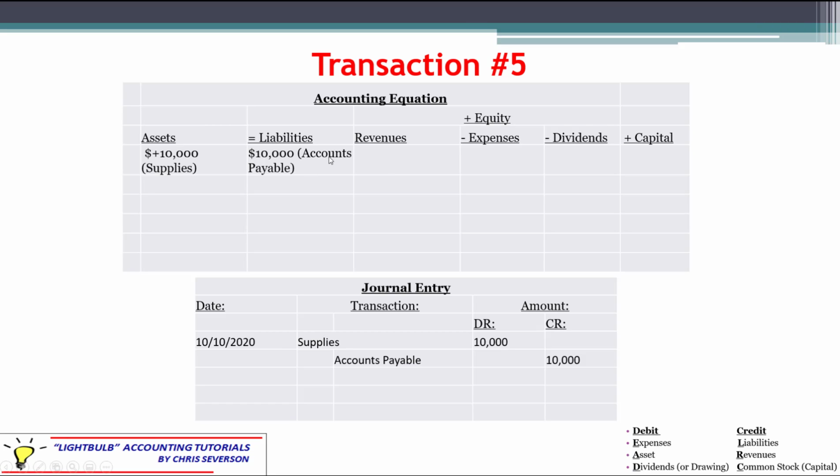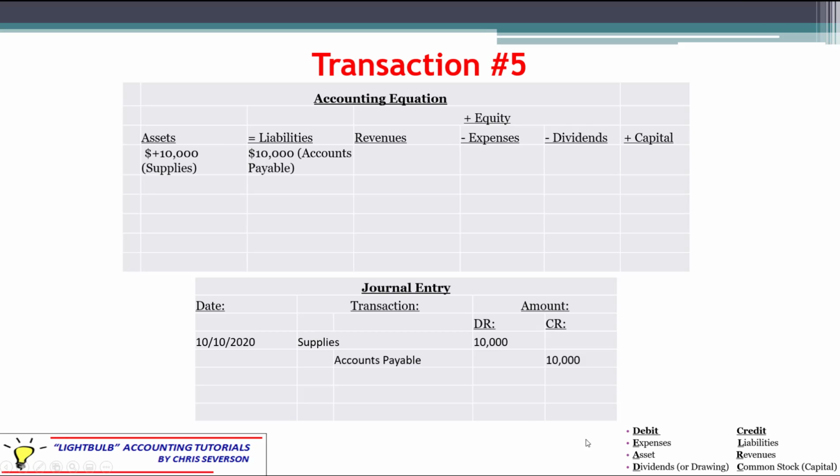Now again, this is another term. We talked about notes payable earlier. Accounts payables generally are a little bit less formal. They're when you're just dealing with a vendor that you frequently deal with. You set up an account and then you pay them off, usually 30 to 60 days. But again, you'd want to know for sure what account name that company uses, what account name that textbook problem is looking for. So you increase supplies for $10,000, increase liabilities, accounts payable, for $10,000.